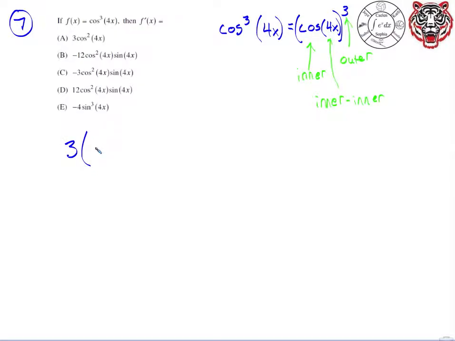Okay, wait, I gotta catch up one second. That's fine. 3 parentheses of cosine, parentheses 4x, and then a 2. Yep, to the power of 2. And we can rewrite that in terms of cosine squared of 4x. So we'll write that in when we simplify it down below. Okay, we just did d outer. What are we going to multiply by?